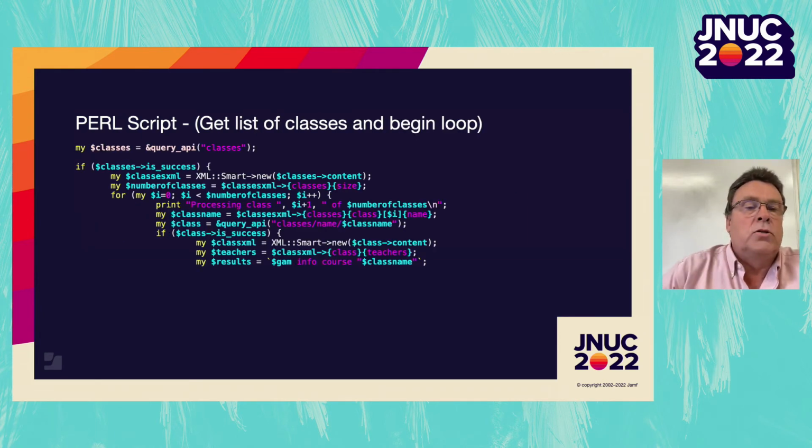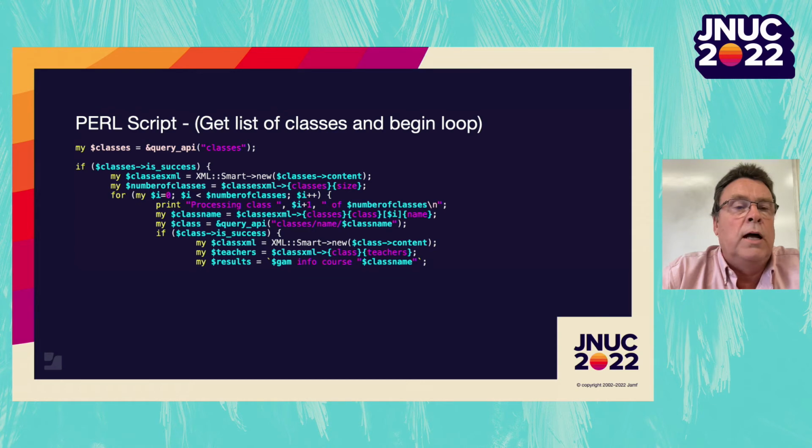So we actually look at the script as it starts. The first thing it does is call that subroutine query_API, and it's going to get all the classes, and it puts it in the variable classes. And if that is successful, it's going to go on and process something. If it isn't successful, meaning there was an error or it didn't find any classes, it just quits out.